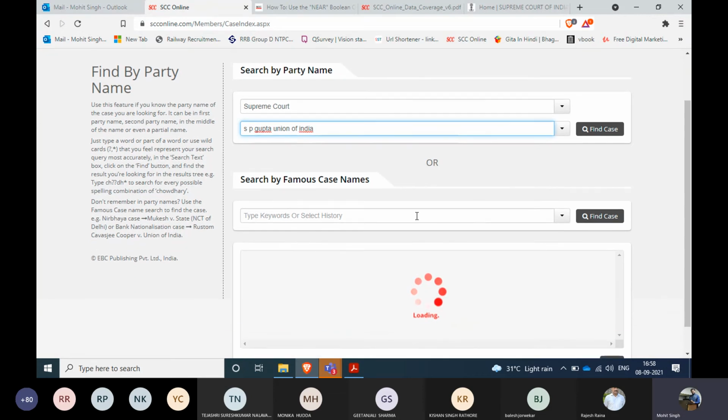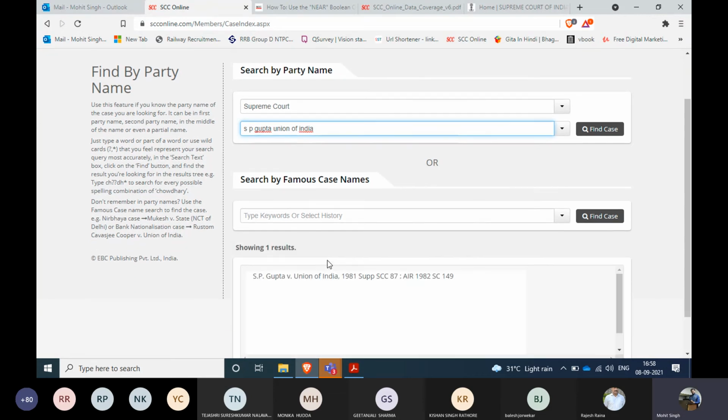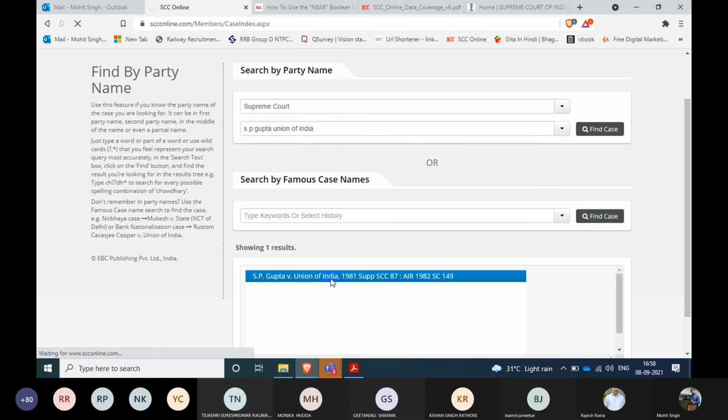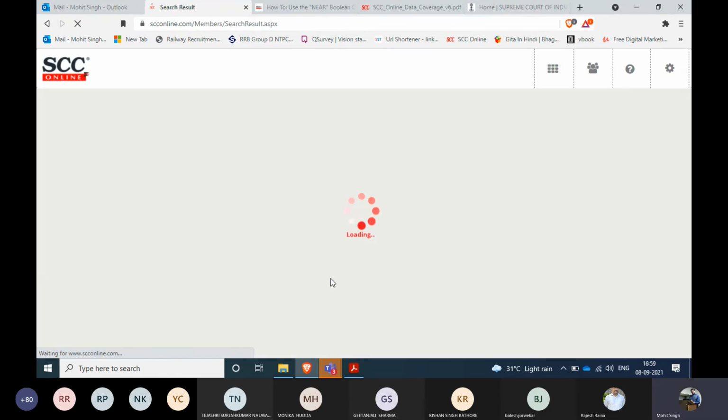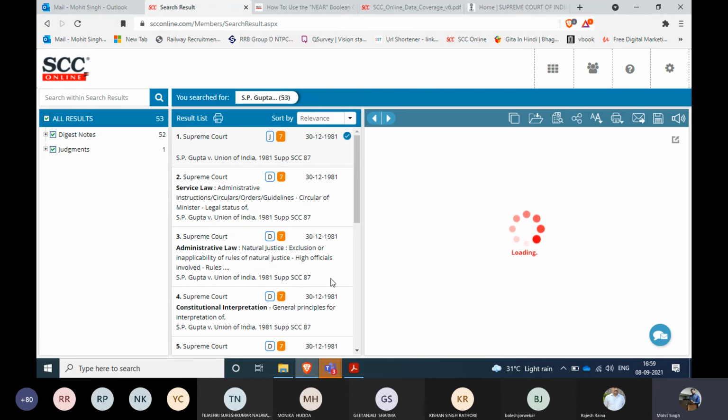So we click on find case and I'll just quickly locate this case now. We all know this SP Gupta case got partly overruled in Scora versus Union of India, but we would like to see on which point of law it got overruled. So this case is being opened up now.